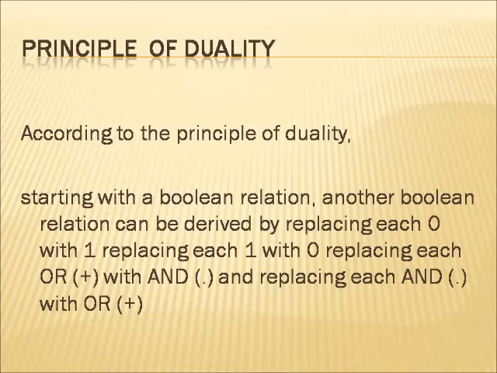An important postulate in Boolean algebra is the principle of duality. According to the principle of duality, we can derive a Boolean relation or a Boolean expression from the existing Boolean expression by replacing 0 with 1 and 1 with 0. In the case of the OR operator, we can replace the OR operator with the AND operator, and we can also replace the AND operator with the OR operator.